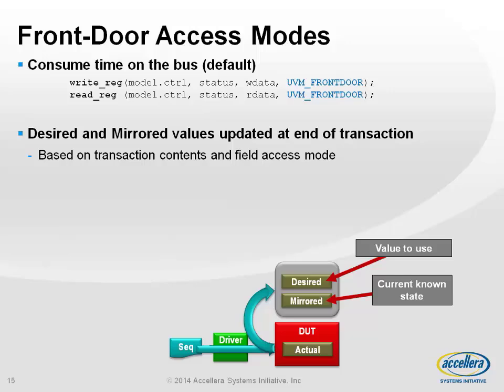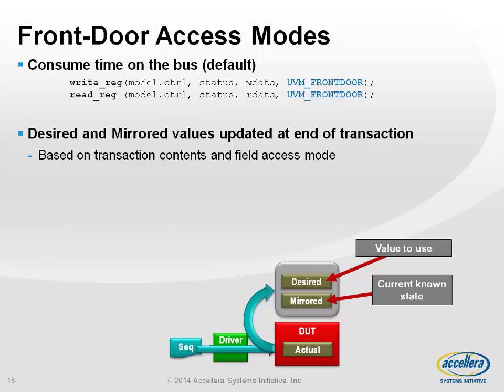So we say writeReg or readReg, and we specify the register that we're going to use as a subset of the register model. We still have the status, the data, and the path, but we no longer have to specify the parent because we're in a register sequence. It does exactly the same behavior on the bus and in the register model, but it's a slightly more direct way of specifying it at the transaction level.